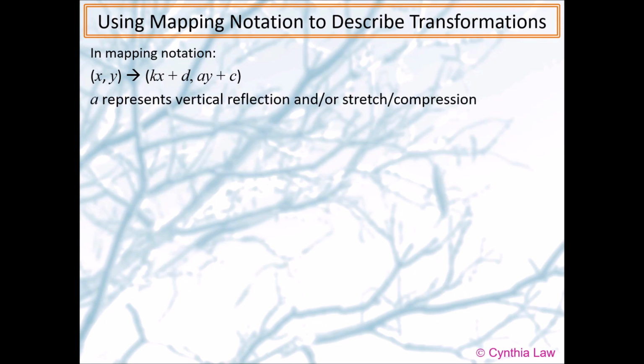Now let's look at the y-coordinate. a represents the vertical reflection and/or stretch or compression, just like how k represents the horizontal reflection and/or stretch or compression. k affects the x-coordinate and a affects the y-coordinate.